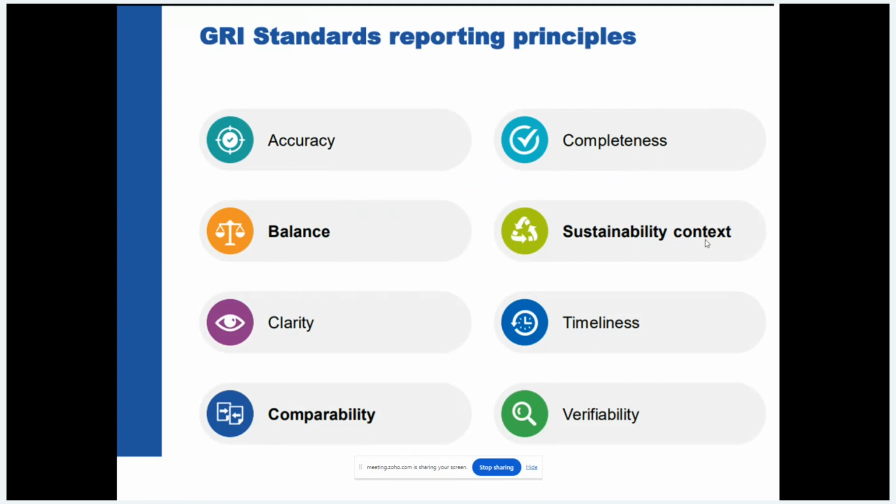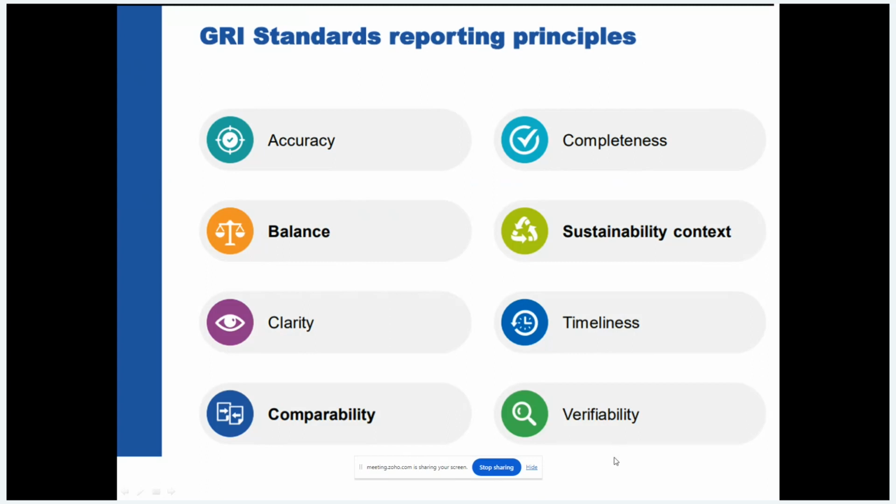So sustainability context, the word you already understand. Timeliness: if you are reporting data from three years back at this point of time, it will not have any good value, because of what use will it be for you if you are reporting your old data after three years? So you will not be able to take corrective action at the right point of time. So there has to be timeliness also.